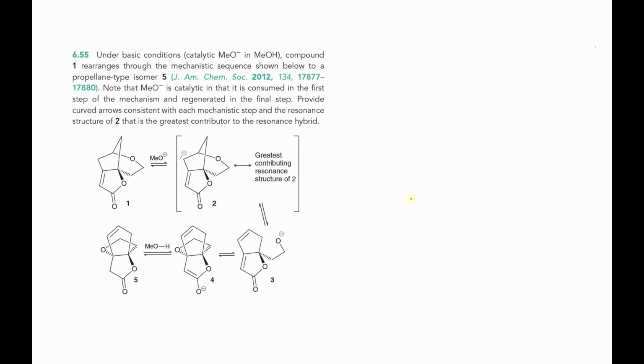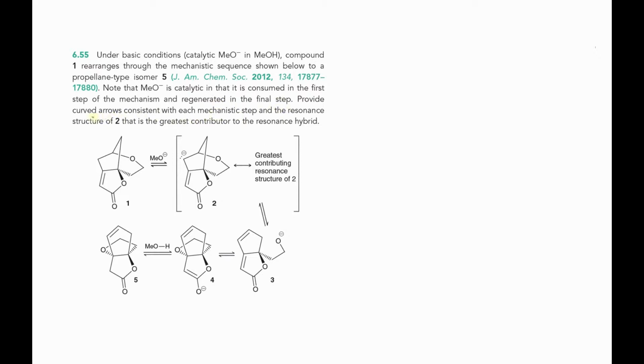Under basic conditions, catalytic methoxide in methyl hydroxide, compound 1 rearranges through the mechanistic sequence shown below to a propylene type isomer 5. Note that methoxide is catalytic in that it is consumed in the first step of the mechanism and regenerated in the final step. Remember from general chemistry that the catalyst is the one that's shown in the reactant and still shown in the product side to show that it's not consumed in the reaction.